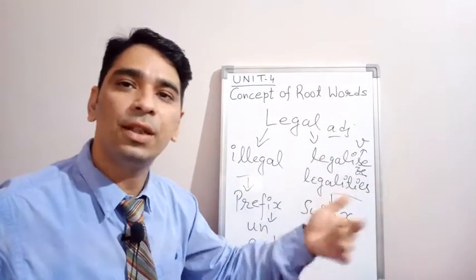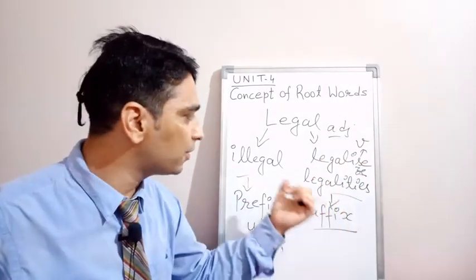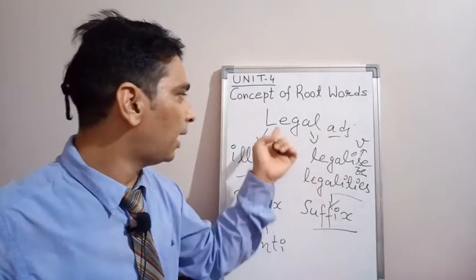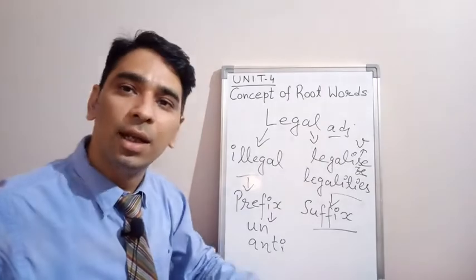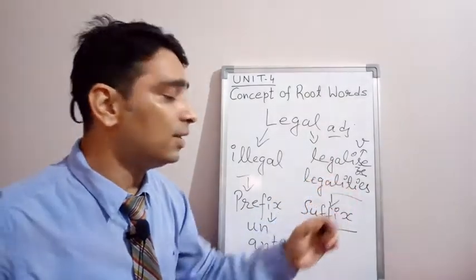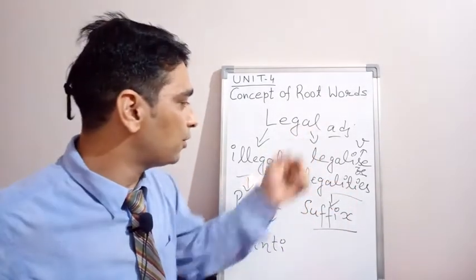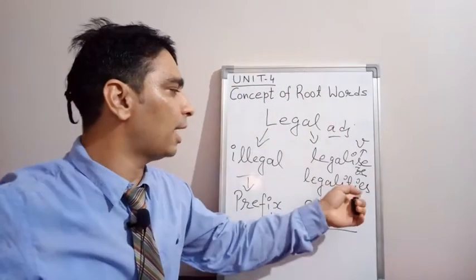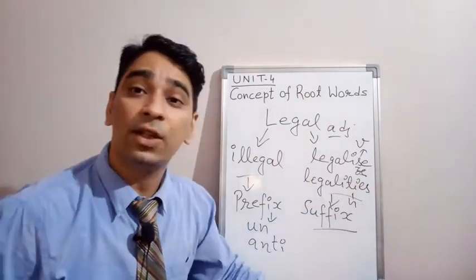So when we use ISE with a word, it gives the meaning and it becomes a verb. From an adjective we are forming a verb. Legal is an adjective. Legality is a noun. Legalities is a plural noun. Now it has become a noun.